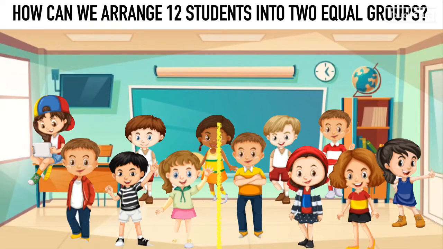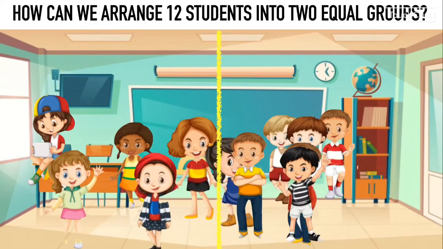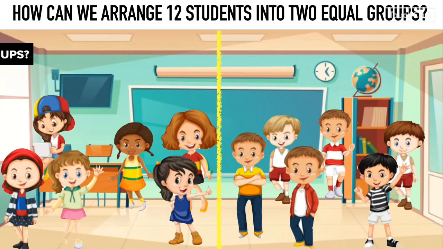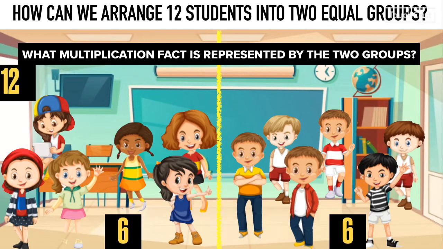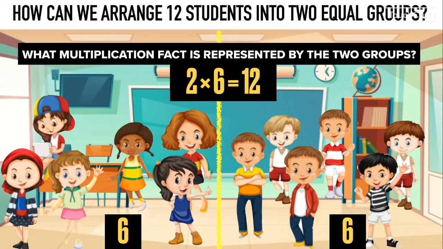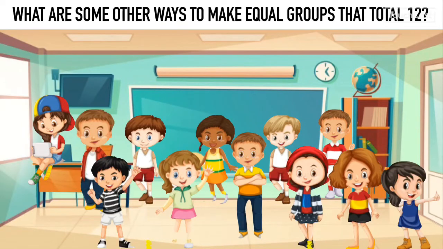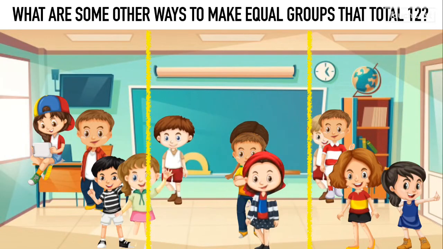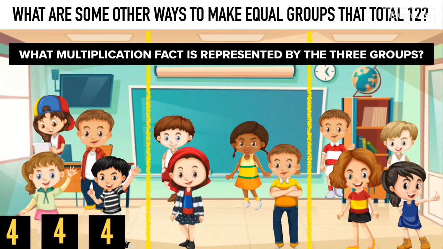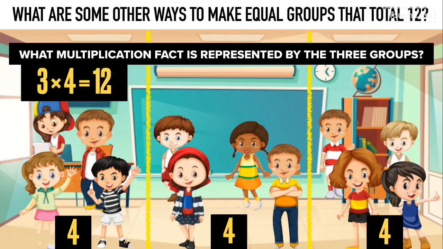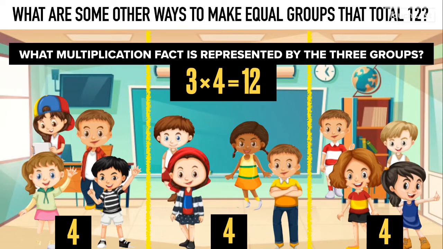Now, let's make an exercise. How can we arrange these 12 students into equal groups? It's easy. 2 groups of 6, 12. How can we make equal groups? 3 groups of 4, 4, and 4. This means 3 groups of 4 is 12 too.